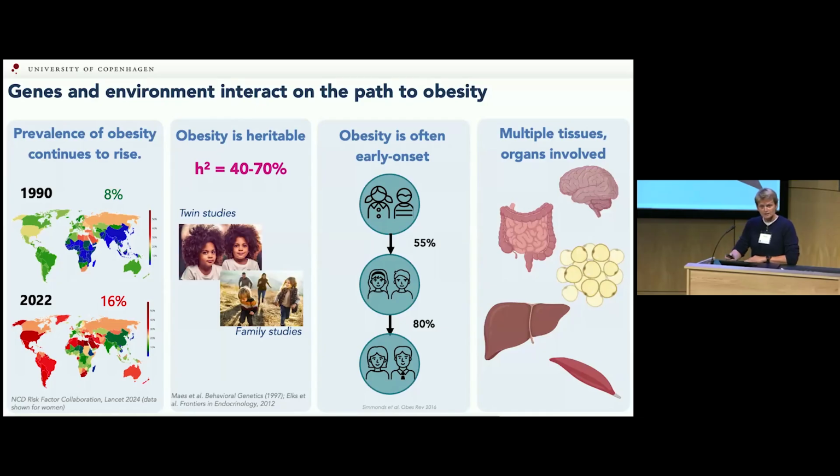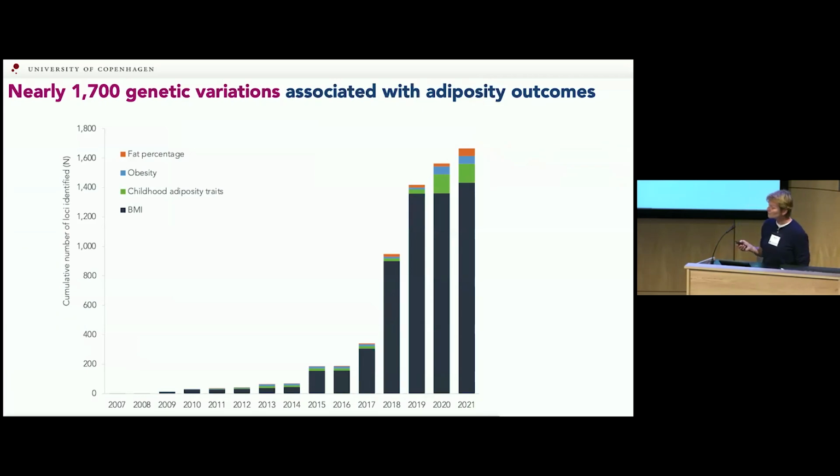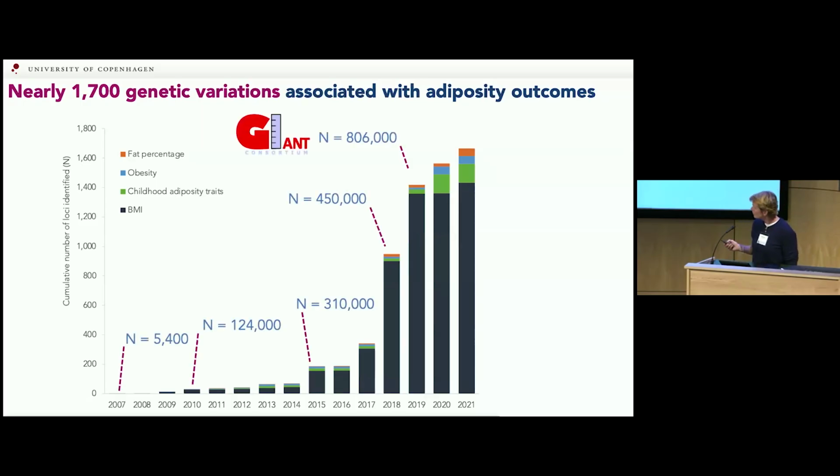When it comes to gene discovery, it's been a very successful pathway, I would say. We started in 2007 with the discovery of FTO with a sample size of only 5,000 individuals. Over time, we've identified more and more variants, mostly because we increased the sample size more and more. Many of these efforts have been driven by giant consortiums, like those headed by Joel Hirschhorn. By now, we have more than 1,700 variants that have been identified, mostly first identified for body mass index. A few have been identified for other adiposity-related phenotypes.